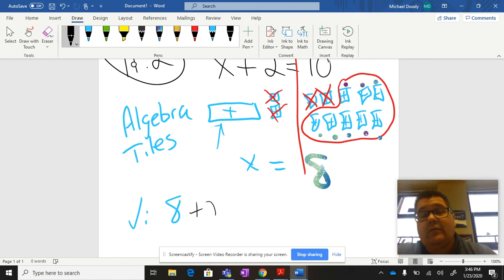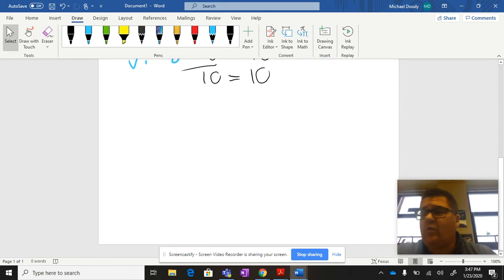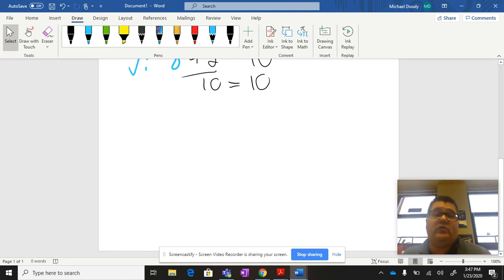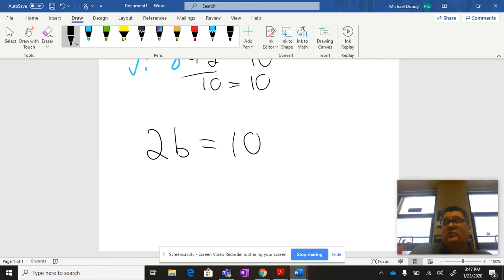8 plus 2 equals 10. I do the calculation here. 8 plus 2 is 10. 10 equals 10, so I'm good to go. Let's do another quick problem. What if we were to do something like, how about 2b equals 10? Everything that we're doing in lesson 11.2 has to do with inverse operations, or the opposite. So I say to myself, well, what's going on with that 2b? I know from the last example, I need b by itself. So how do I do that?